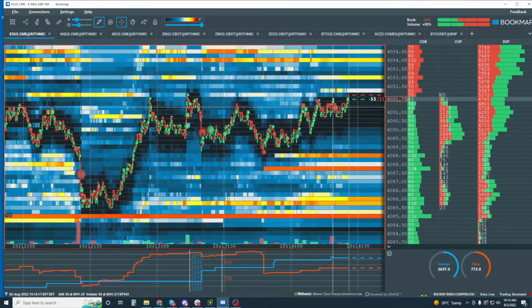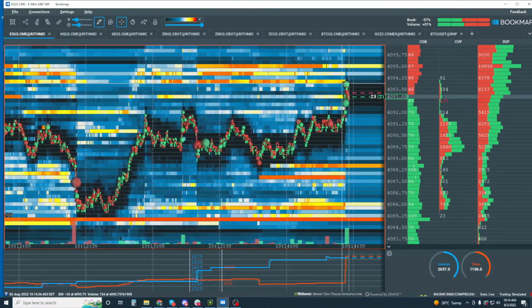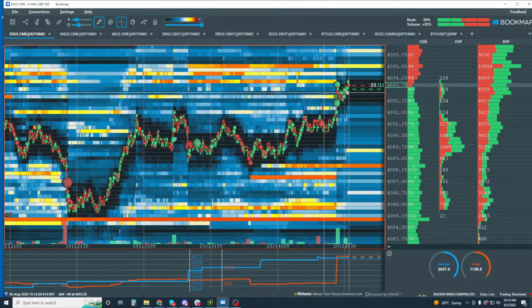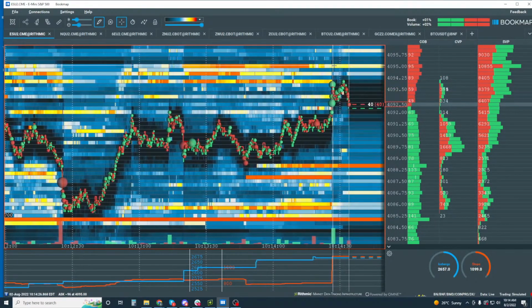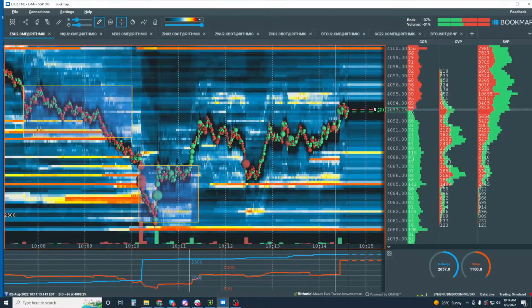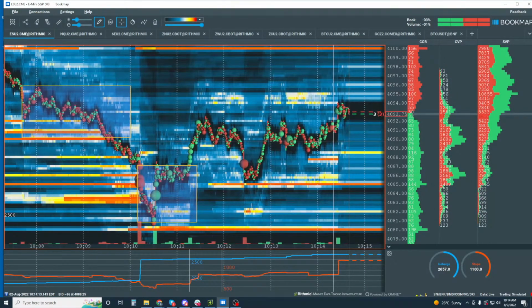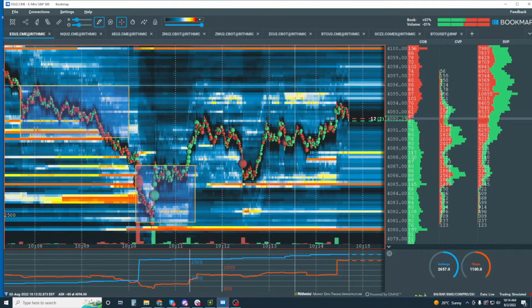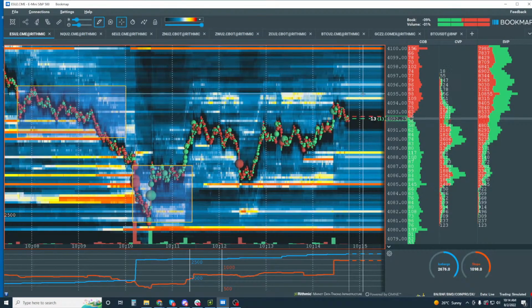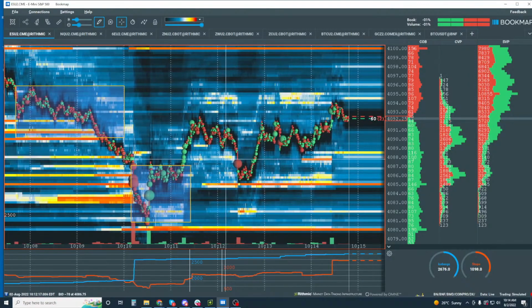Got some sellers here, but they want to get them on the hook so they flip out just like that. Beautiful. Still trying to look for 95 here. I really like 96, but I don't see liquidity up there. It's more here at around this 95 or 94 and a half.